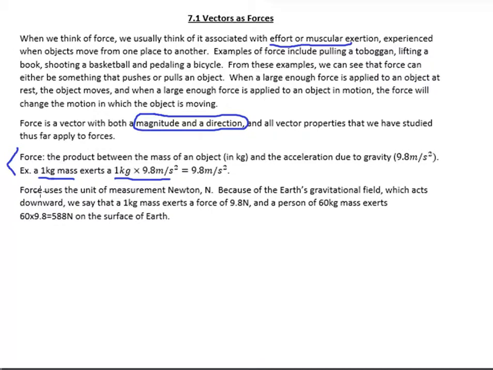Force uses the unit of measurement newton, and we denote that by N. Because of the Earth's gravitational field, which acts downward, we say 1 kilogram of mass exerts a force of 9.8 newtons. For a person of 60 kilograms of mass, all we would do is multiply 60 times 9.8. We can see that on Earth's surface, a person of 60 kilogram mass exerts 588 newtons.